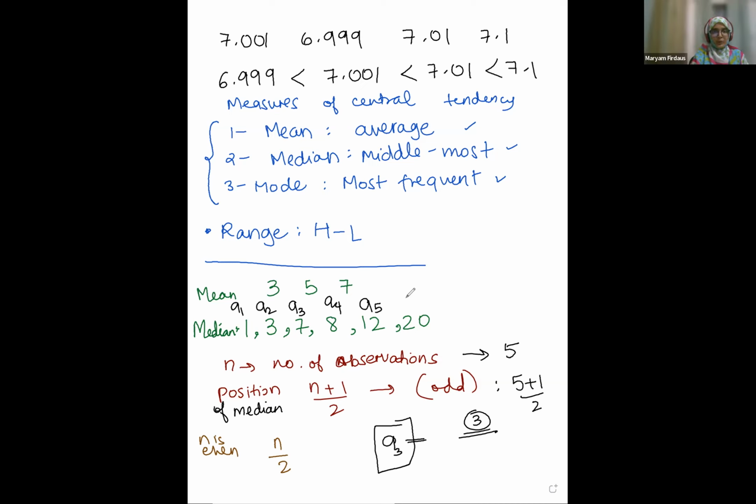No, you don't actually do n by 2. What you do when your number of observations is even is you say a n by 2 plus a n by 2 plus 1, whole thing divided by 2. Now, isn't this becoming a little bit complicated, Hiba?